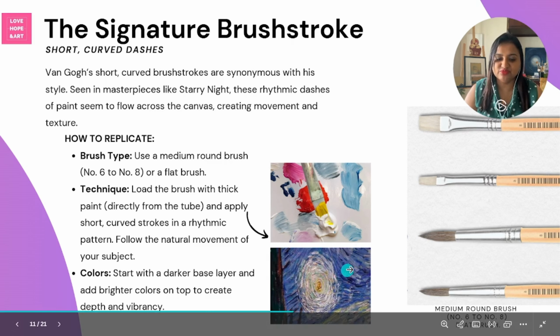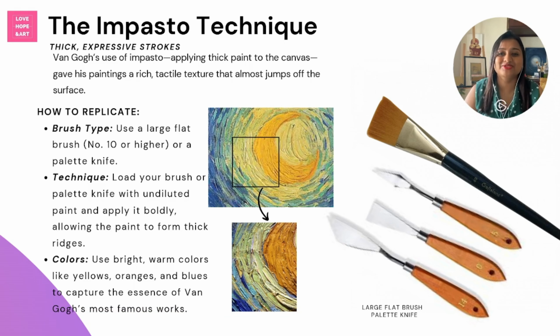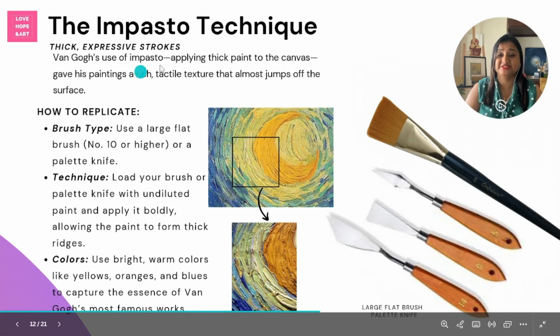Follow the natural movements of your subject. Now, for colors, you can always start with a darker color on the base and the brighter colors on the top to create depth and vibrancy. Going on to the impasto technique, here are thick expressive strokes.